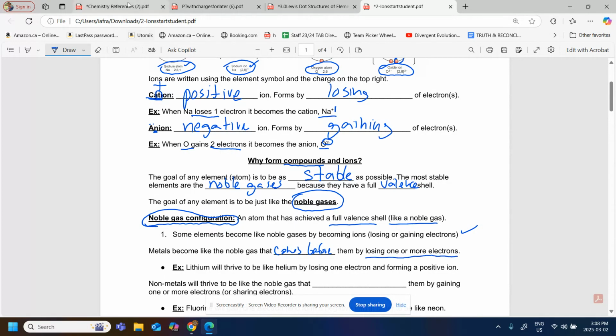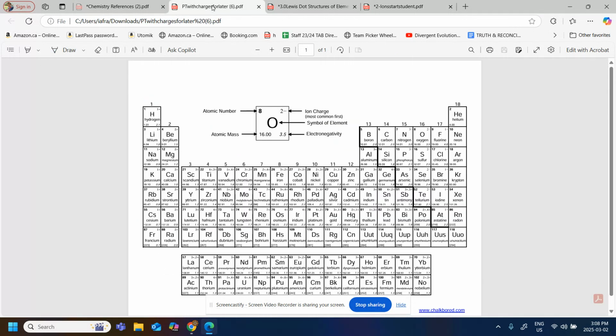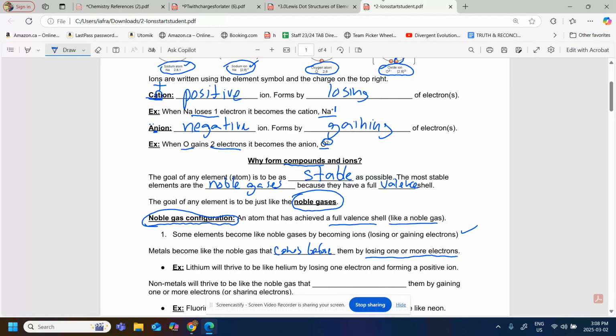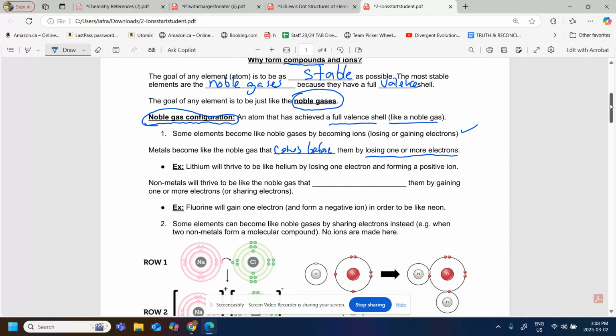So for example, lithium, if we go to our periodic table over here, lithium is going to lose an electron. And when it loses an electron, if you think about it, it has 3 electrons right now. When it loses 1, it's going to have 2 and become like helium. So metals, they go backwards. And they lose electrons to become like the noble gas that comes just before them in the periodic table. But for nonmetals, it's the opposite. Nonmetals, they're going to gain electrons. And when they gain electrons, they're going to become like the noble gas that comes after them.